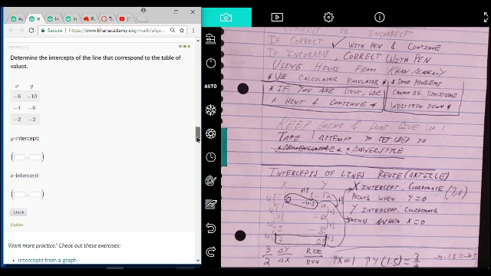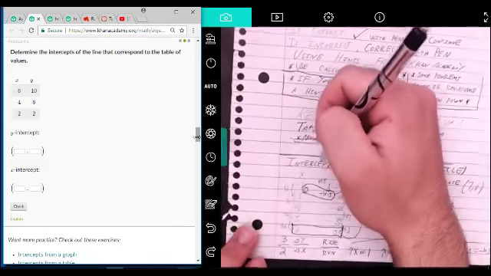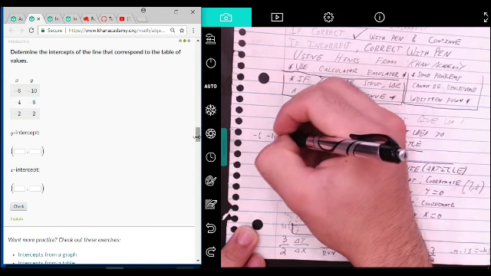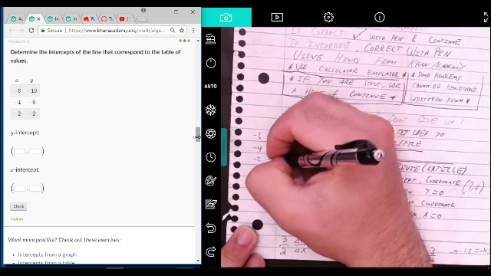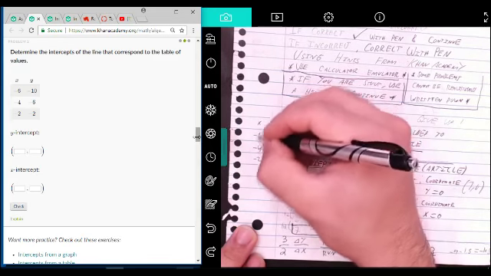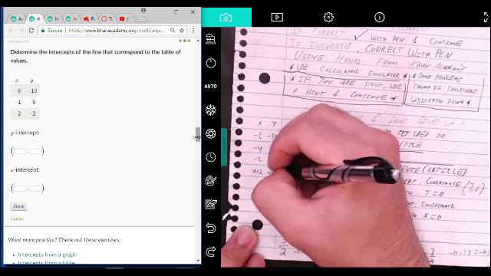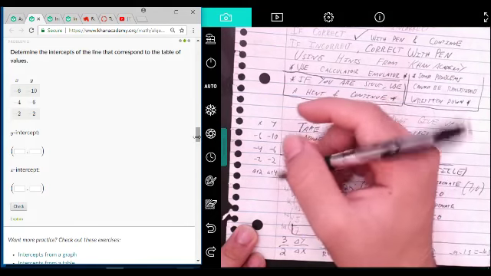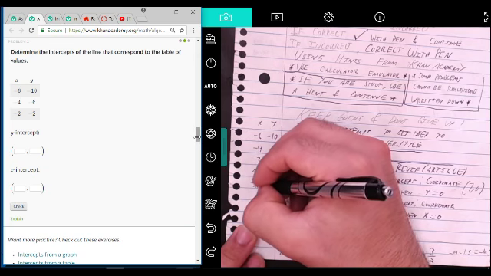Now we have a table, and so we have values negative 6, negative 10, negative 4, negative 6, and negative 2, and we notice the change in x. The change in x is going to be plus 2, and the change in y is going to be plus 4. So that means that slope is change in y over change in x. So slope is going to be 4 over 2, or m is equal to 2. Remember, m means slope.